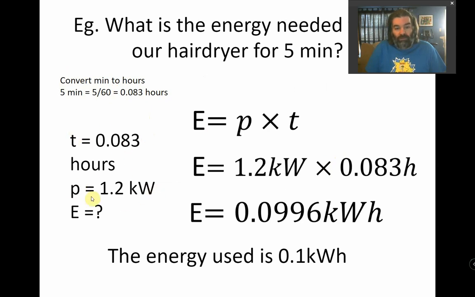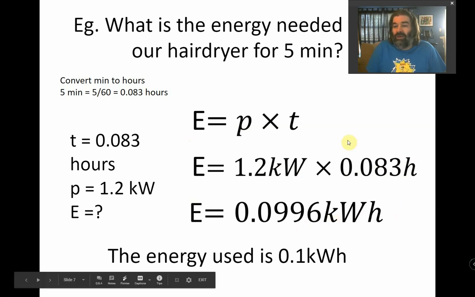We know our power is 1.2 kilowatts. I want to know the energy. So, energy is power times time. 1.2 kilowatts times 0.083 of an hour gives me 0.0996 kilowatt hours. So about 0.1 kilowatt hours.